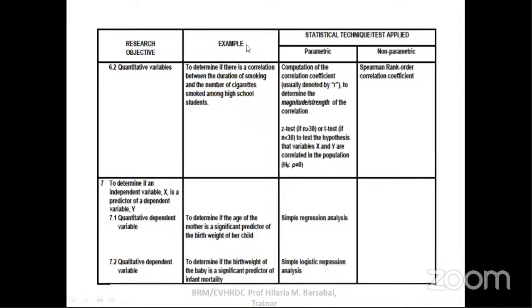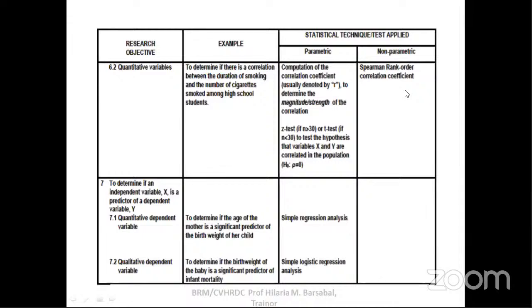So you talk about duration in time and the number of sticks of cigarette consumed, for example, by a set of high school students, which are taken randomly. In this case, if it is parametric, then you will have to compute the correlation coefficient using Pearson, to determine the magnitude and the strength of the correlation. That is the R, the Pearson R.